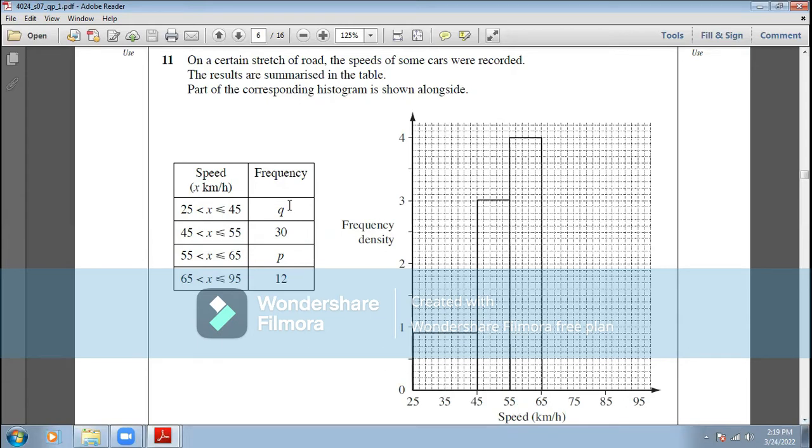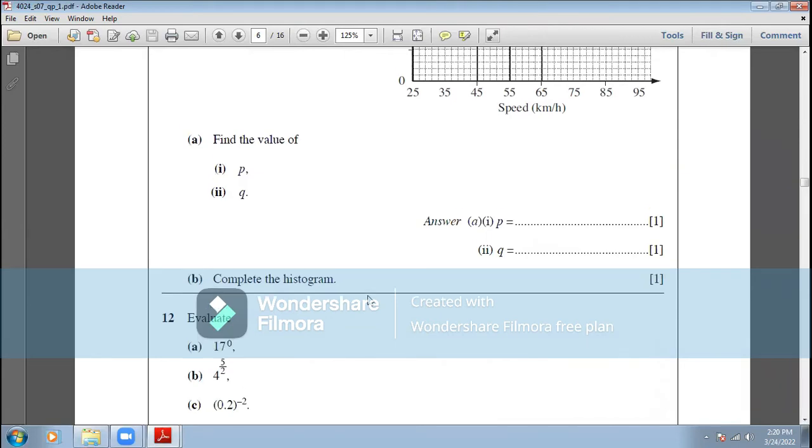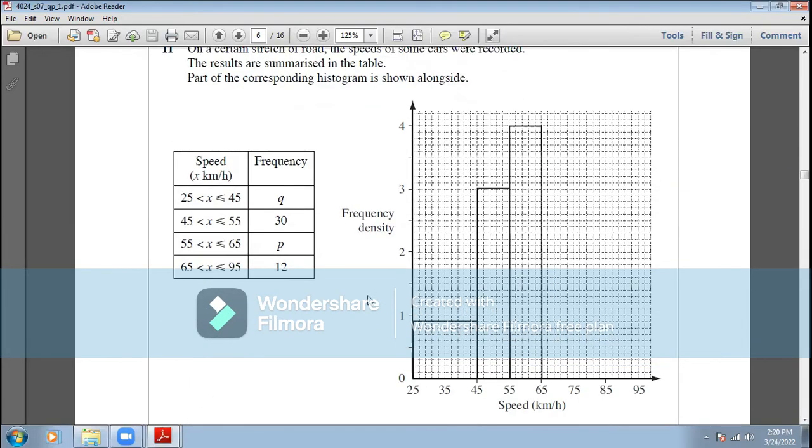So you want to find out what is the value of the Q and what is the value of the P. That is the first question. Find the values of P and Q. The procedure is very simple. If you want to find the value of Q, which is represented here by this histogram, just find the area of this rectangle. The area of this rectangle will be equal to the frequency of this class.